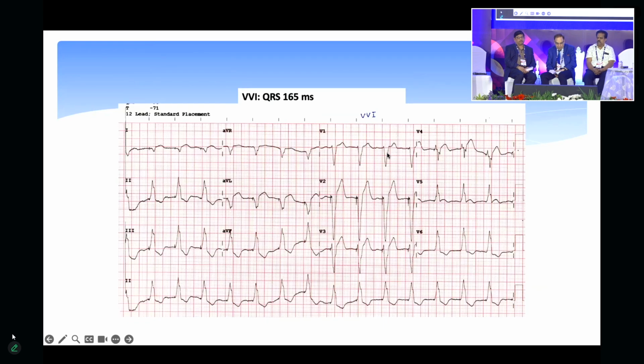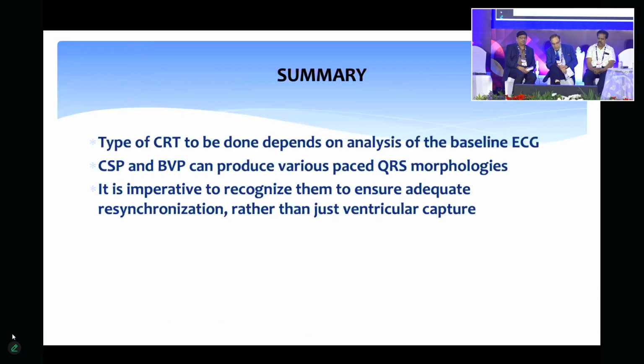So it's important that when you do conduction system pacing and record the ECG, take care, you're pacing in unipolar, you're pacing just above the capture threshold, and you also pace at a higher output from the capture threshold, and then evaluate all the ECGs before making a decision. So to summarize, the type of CRT to be done depends on the analysis of the baseline ECG. Conduction system pacing and biventricular pacing can produce various paced QRS morphologies. It is imperative to recognize them to ensure adequate resynchronization. Just ventricular capture is not sufficient. So we look at all these fine points to ensure adequate resynchronization. Thank you.